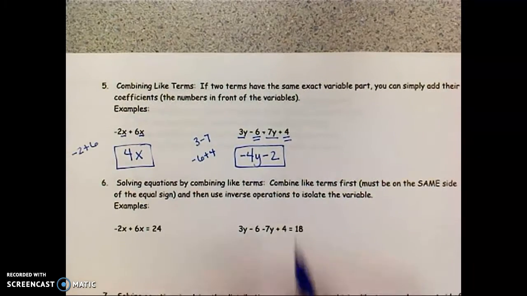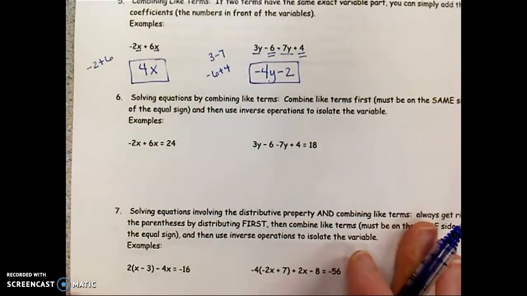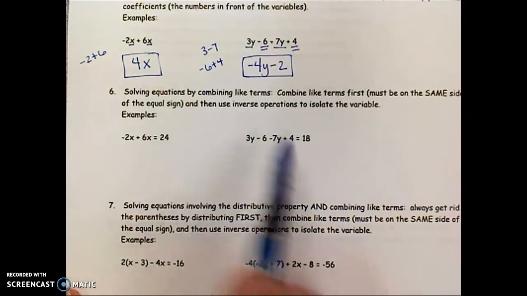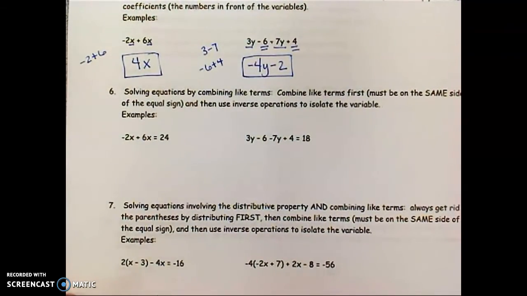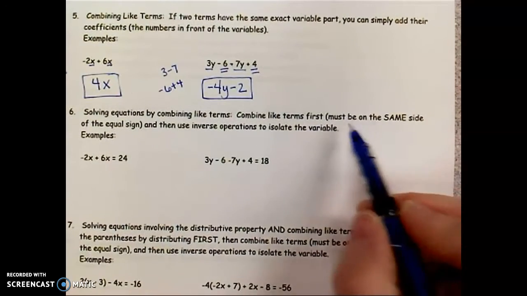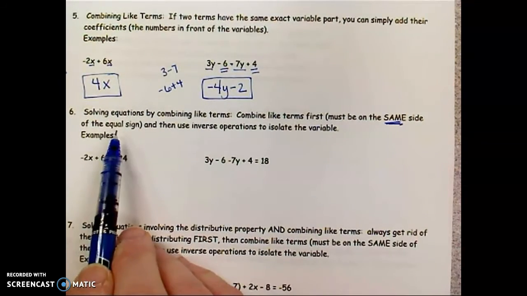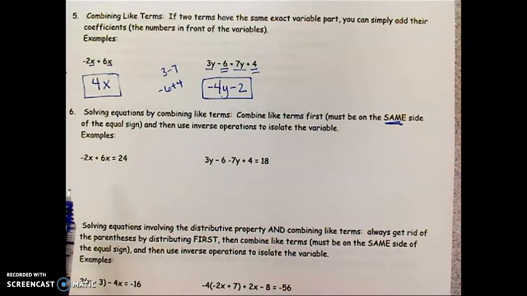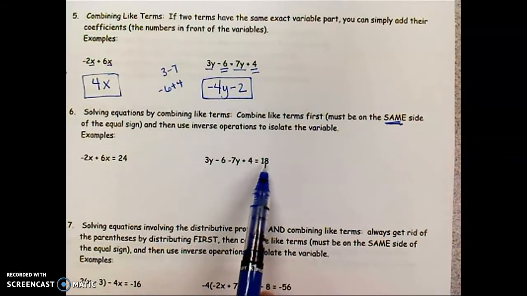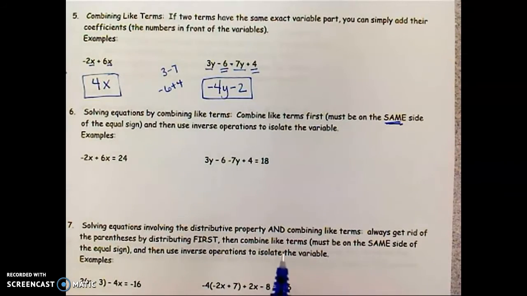Those are not like terms. I cannot combine those together. So once I learned how to combine like terms, now I can do that within an equation that has like terms. But remember, like terms must be on the same side of the equal sign. So I cannot add this 4 with that 18. They're not on the same side. So don't try to combine terms that are on opposite sides.